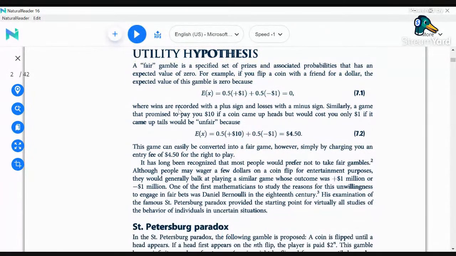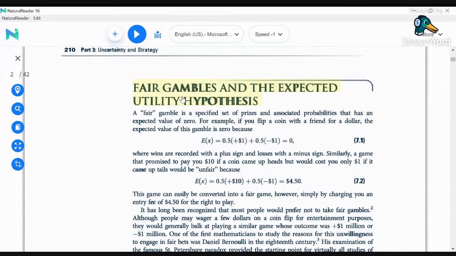Ya. Jadi di sini ada fair gambling, judi yang fair, dan expected utility hypothesis ya. Jadi datanya di sini fair gambling ini hasilnya yang diharapkan itu adalah 0. Jadi di mana E(x) setengah ini kalau contohnya melemparkan koin, kan koin 2 sisi, jadi setengah ditambah $1, maka 0,5 kali kurang $1.